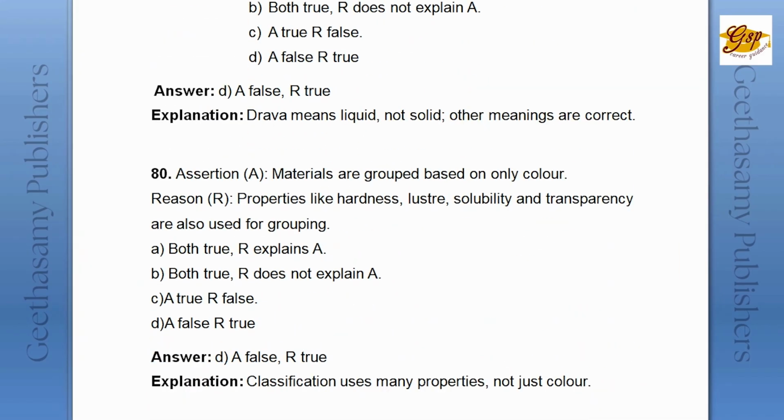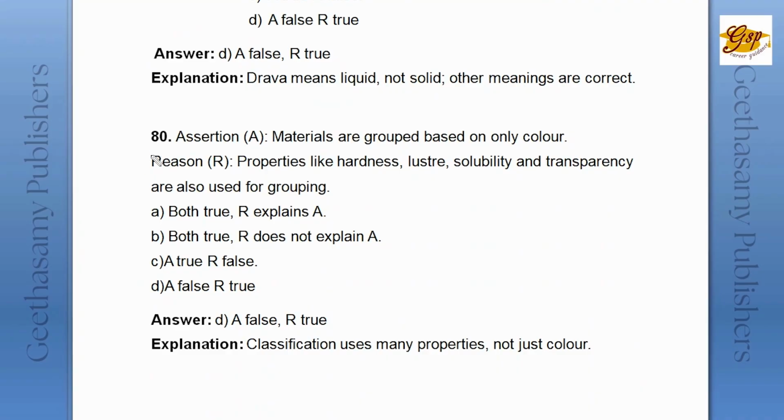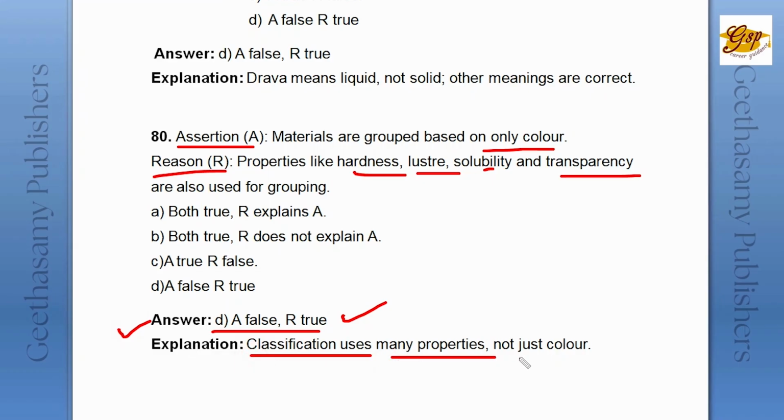Fine. The last question in this chapter, 80th question. Assertion: Materials are grouped based only on color. Reason: Properties like hardness, luster, solubility, and transparency are also used for grouping. Both are true and R explains A, both are true but R does not explain A, A is true and R is false, A is false and R is true. The answer is D: A is false and R is true. That is, the classification uses many properties, not just color.